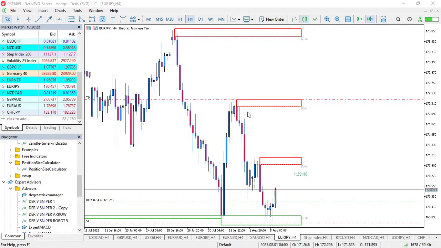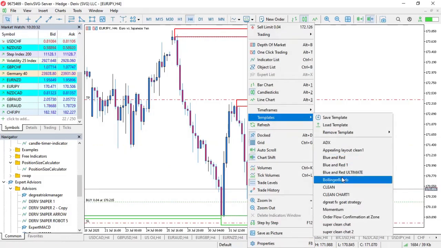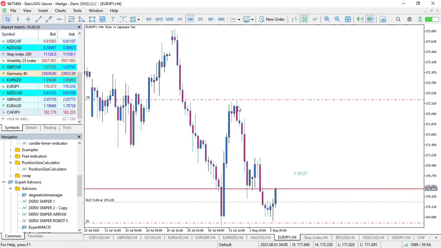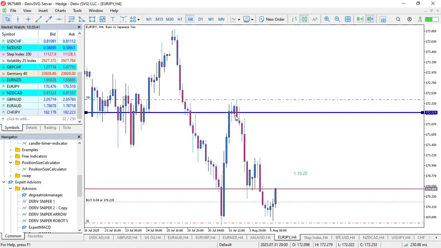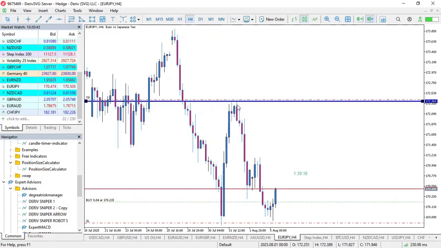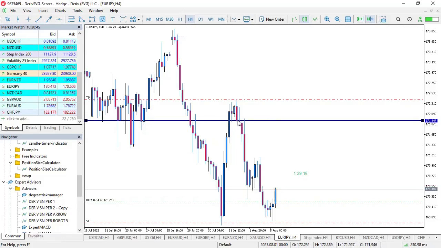Price gave us this level of resistance here. Now, when price gave us this level of resistance at the close of this bearish candle, I switched it back to clean, and then I was able to see that this bearish candle took out the highs of the previous candles and closed bearish, and the wick above is bigger than the wick below.